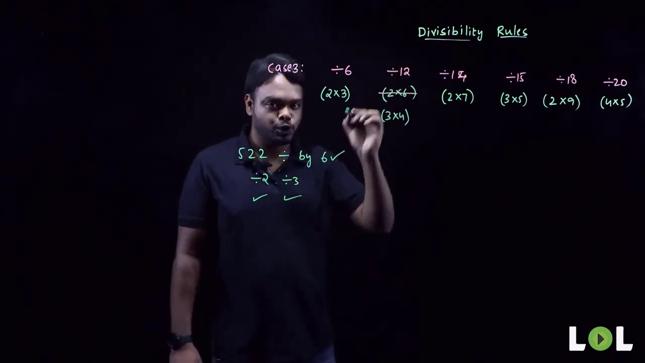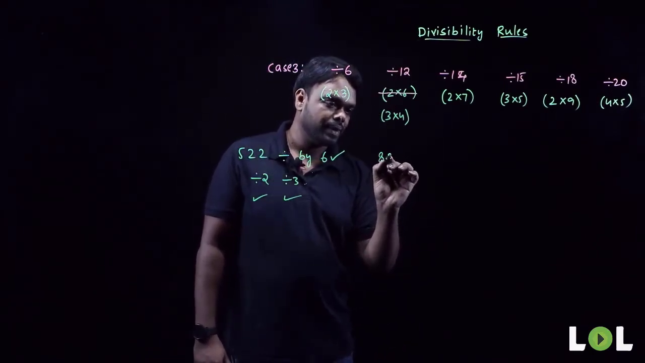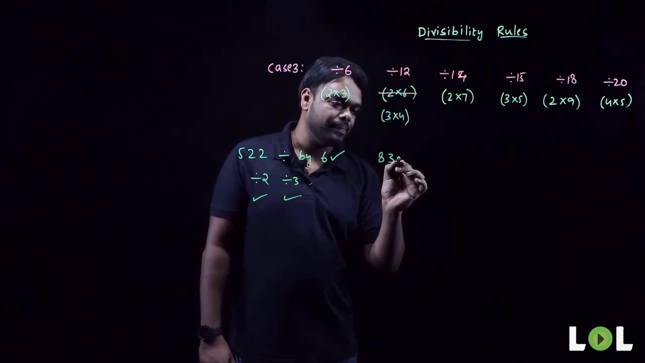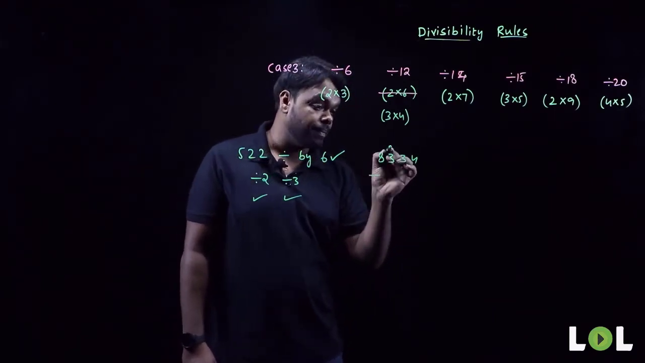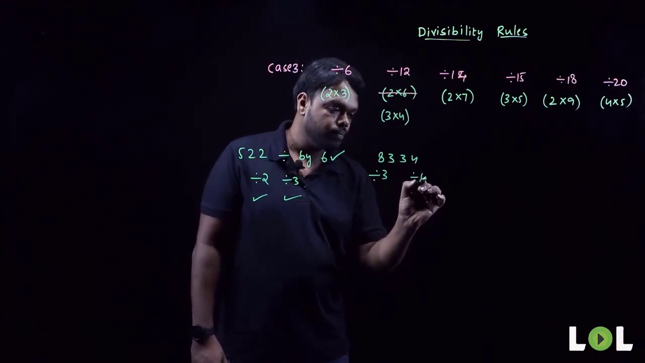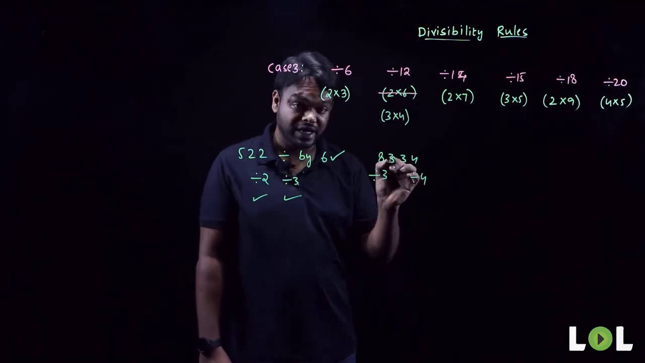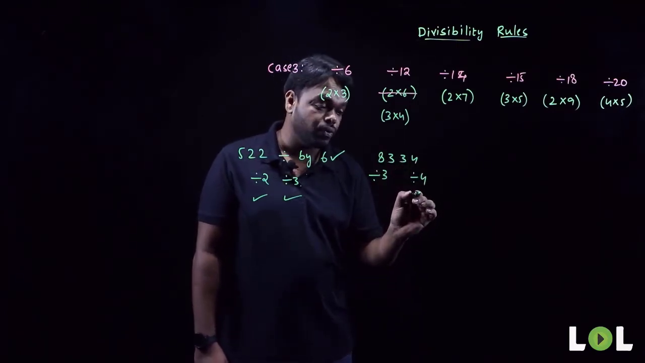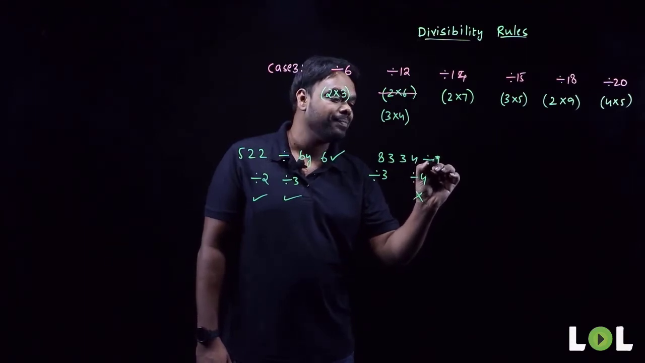Now let us check for 12. Suppose I take 834. Now what do we do? We check whether this number is divisible by 3 and 4 or not. Now the very first rule fails here. What is it? 34. Is 34 divisible by 4? No. So this number is not divisible by 12.